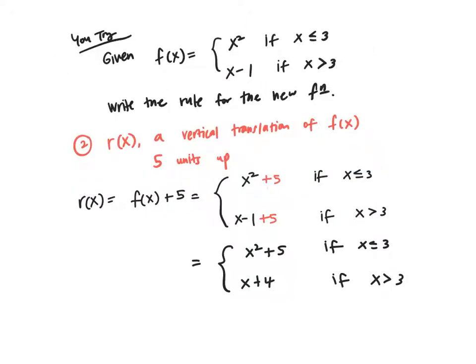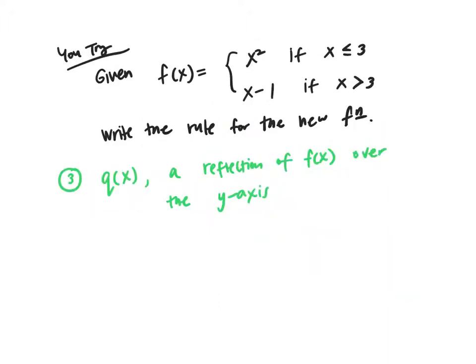Okay, so here I've added 5 to my y, right, to my output, and then when I've simplified, I get this as my final answer. Could you go straight from here to here? Absolutely. Just be careful that you're doing the correct computation right here. Okay, last problem. Find the rule of q of x, a reflection of f of x over the y-axis.